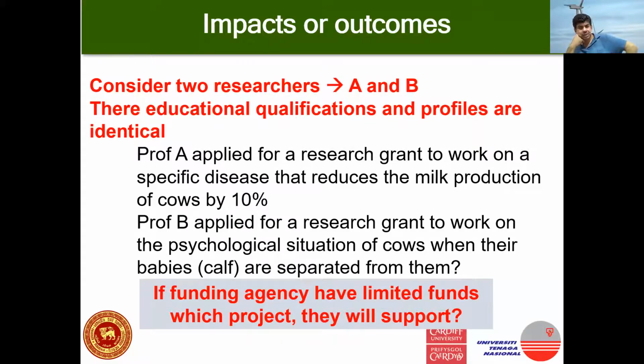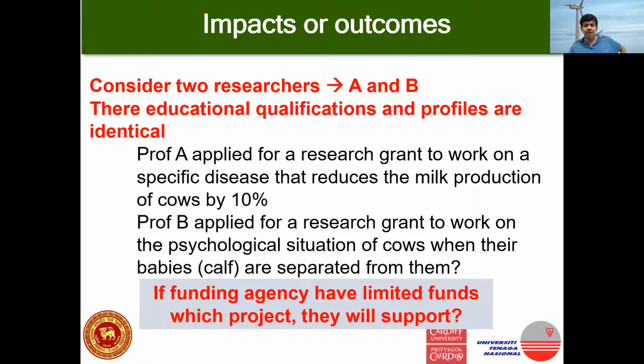Assume that there are two researchers. Both of them have very good educational qualifications. Their profiles are identical. Now, one of them applied for a research grant to work on a specific disease that reduces the milk production of cows by 10%. Another professor applied for a research grant to work on the psychological situation.